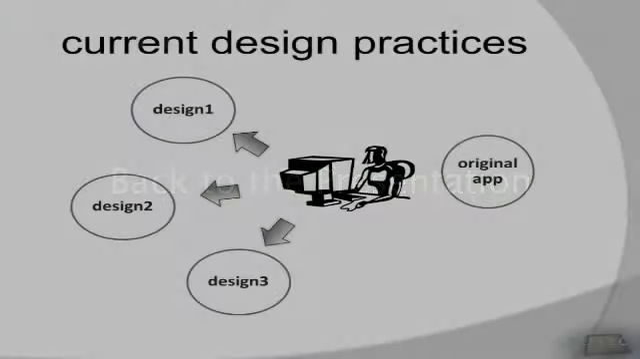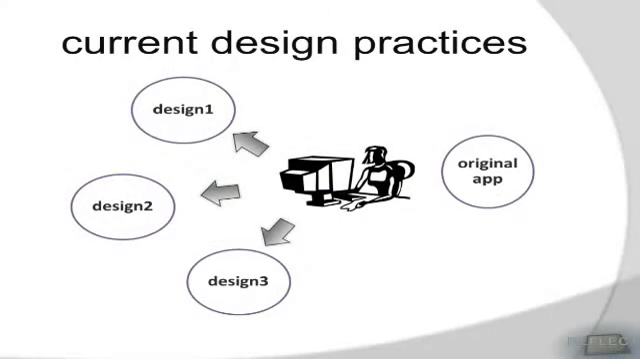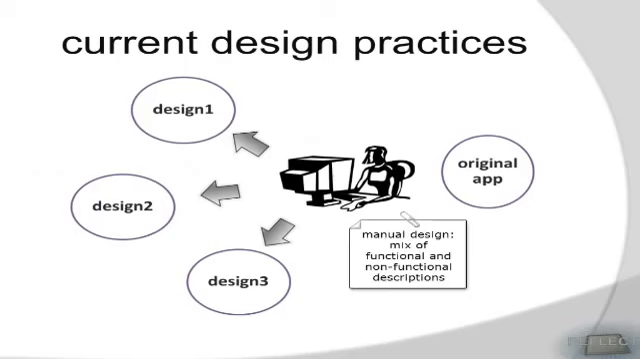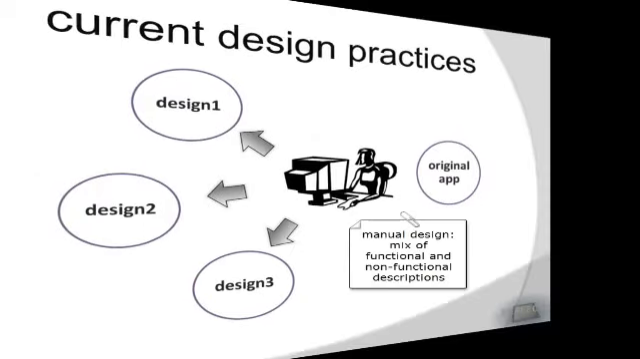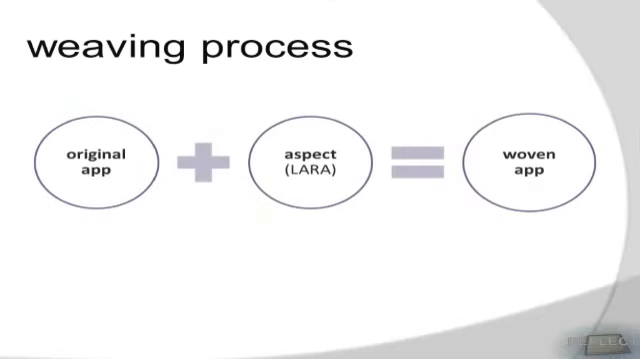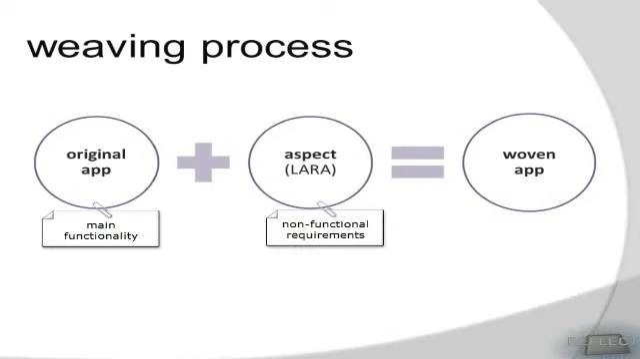So currently, much of the design process is manual, where developers mix the implementation of non-functional requirements with the main functionality, which leads to low productivity and low maintainability. If you want to move beyond current design practices, there is our weaving approach, where the main functionality and code related to non-functional requirements are maintained separately and then combined by an automatic weaving process.